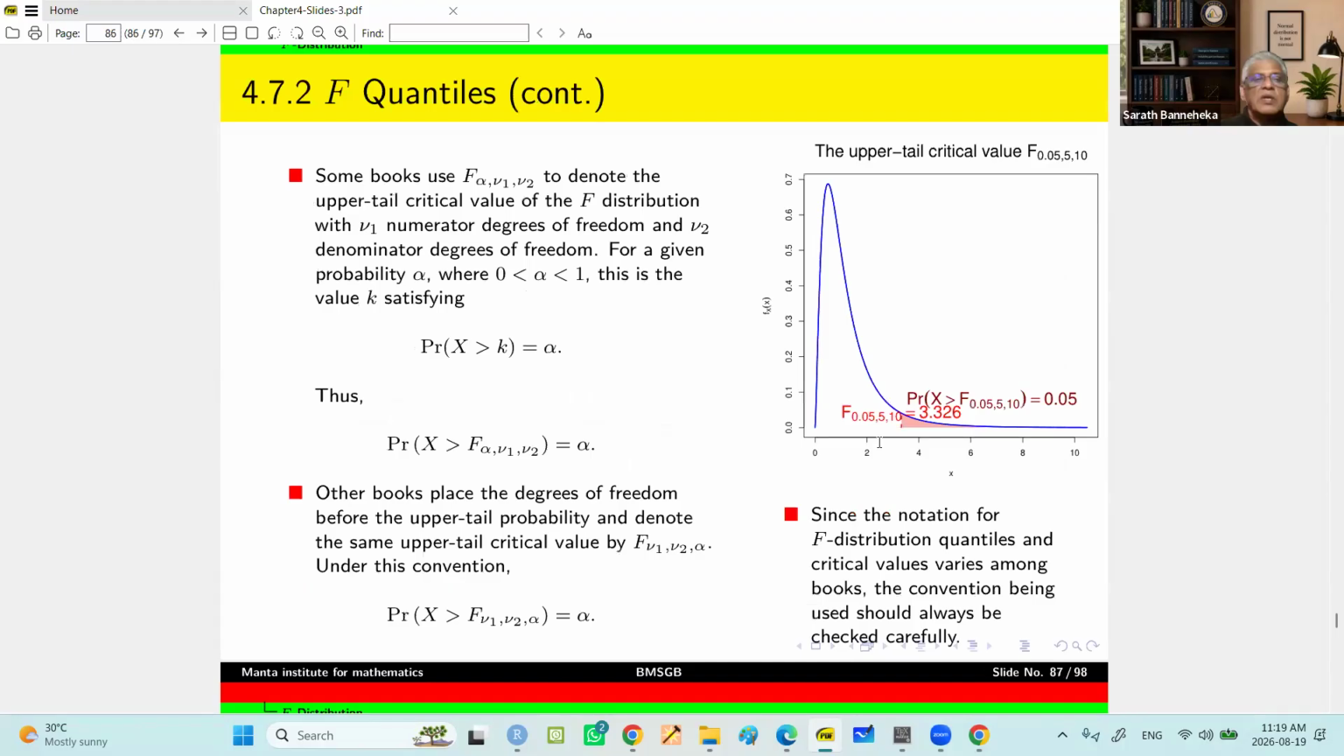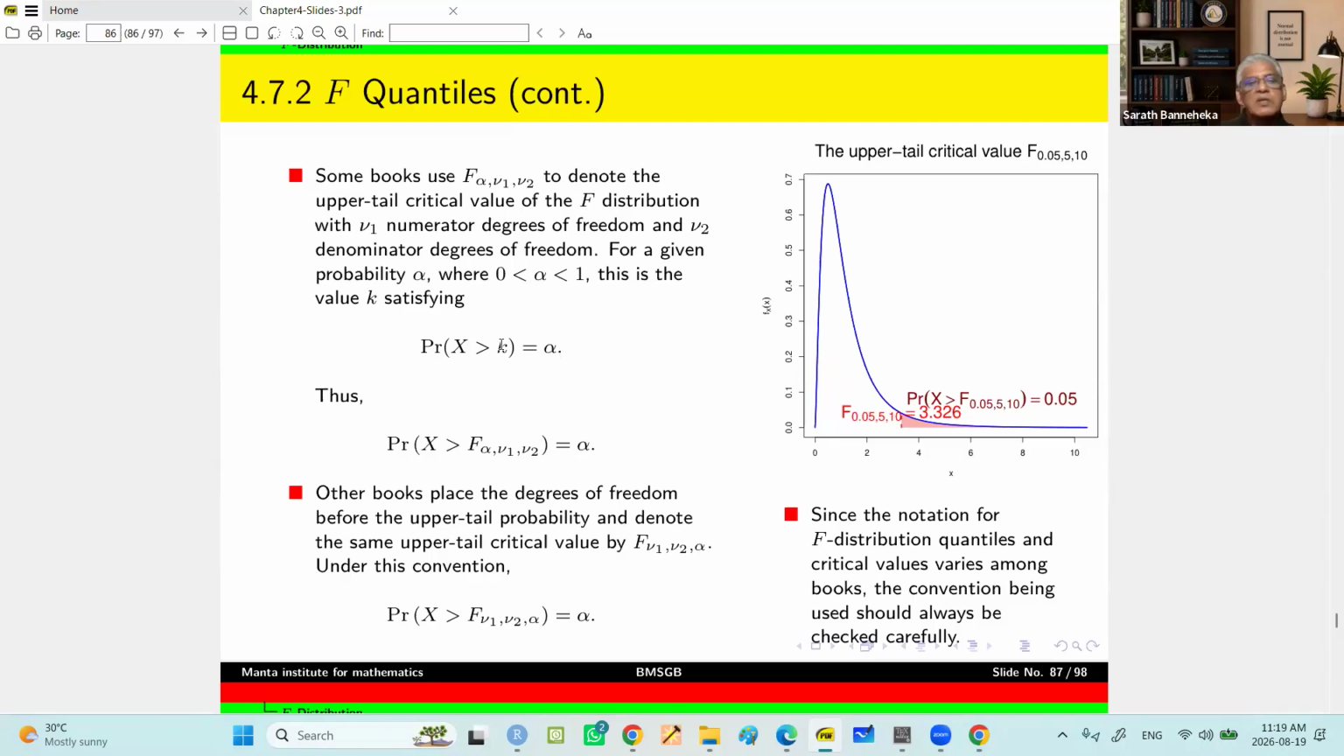Right. And in some books, you will see a different notation for the same value, 3.326. It will be denoted by another different one. In that case, they use this definition for the quantile k, right? So suppose k is a constant satisfying this probability statement where this alpha is a probability. Probability x greater than k is equal to some value alpha.